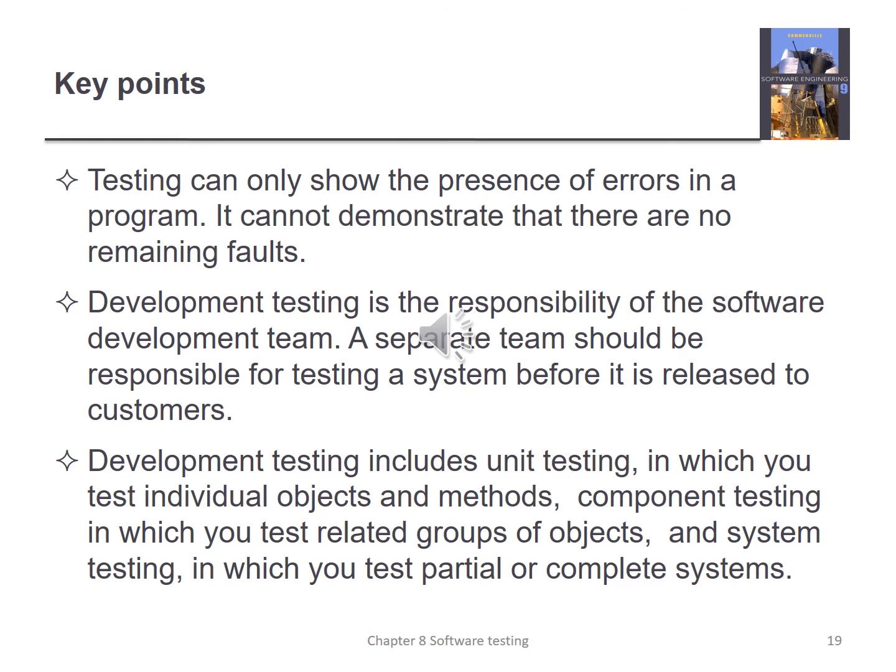Development testing includes unit testing, in which you test individual objects and methods. Component testing, in which you test related groups of objects, composite of program or objects or classes, whatever. And system testing, in which you test a partial or complete system.